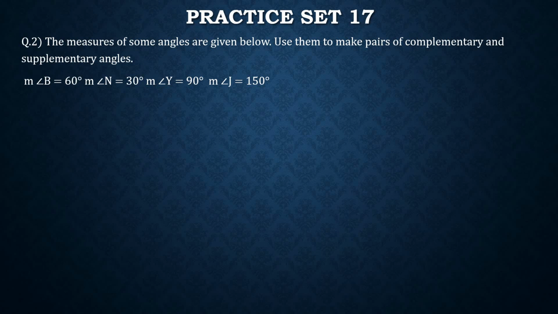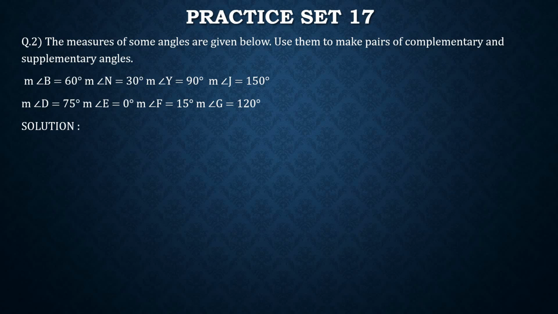Major angle B is 60 degree. Major angle N is equal to 30 degree. Major angle Y is equal to 90 degree. Major angle J is equal to 150 degree. Major angle D is equal to 75 degrees. Major angle E is equal to 0 degree. Major angle F is equal to 15 degree. And major angle G is equal to 120 degree. So we have to use them and make the pairs of complementary and supplementary angles.